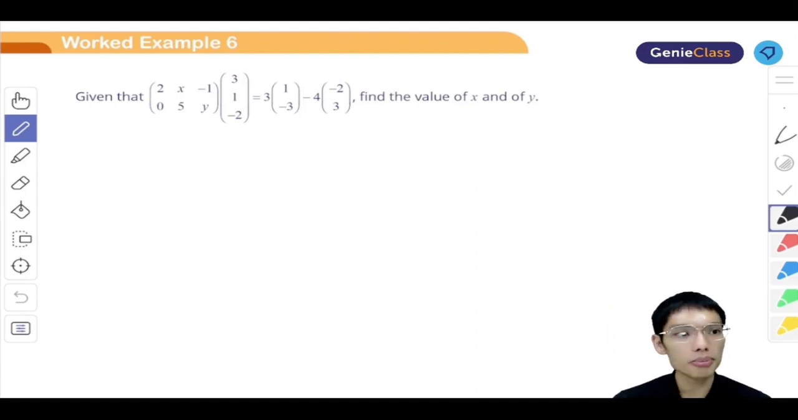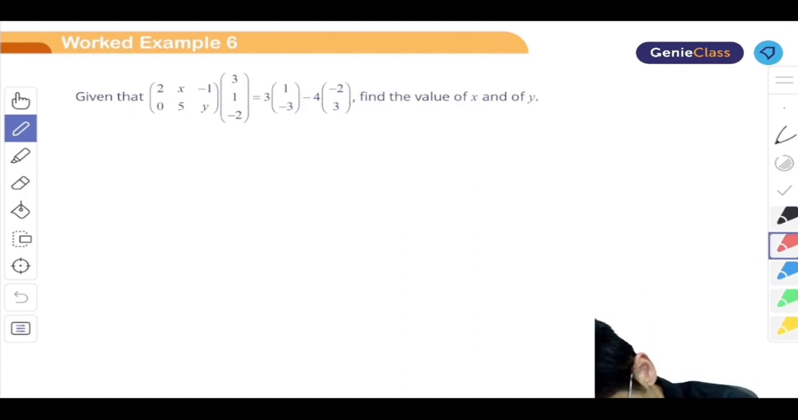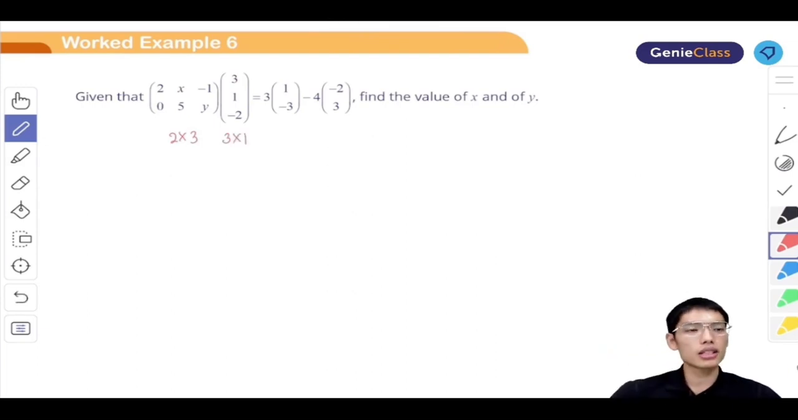Now, matrix multiplication. Always remember, first thing to take note, write down the order that we have. It's going to be 2 by 3 and 3 by 1. So what is the order of the matrix that we'll get on the left-hand side?